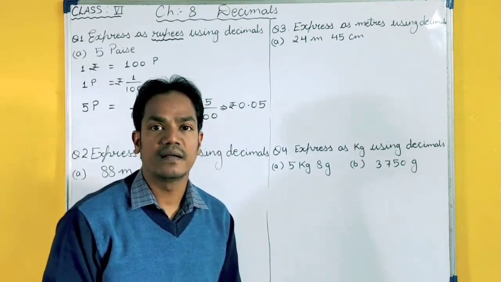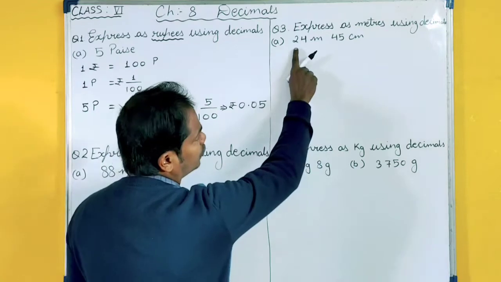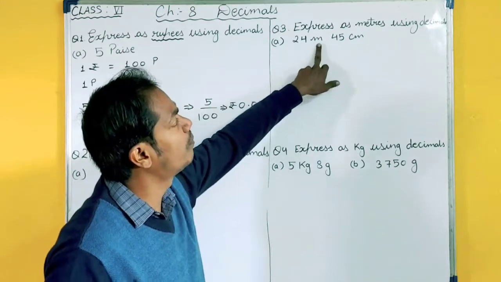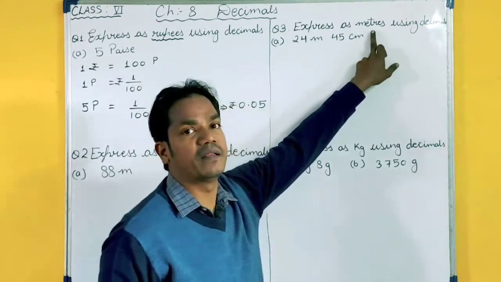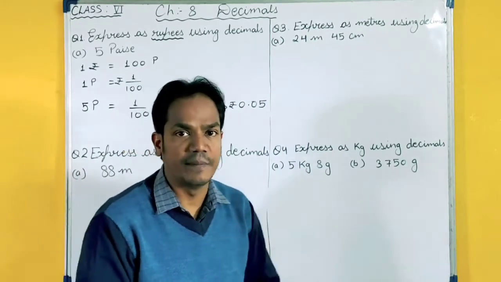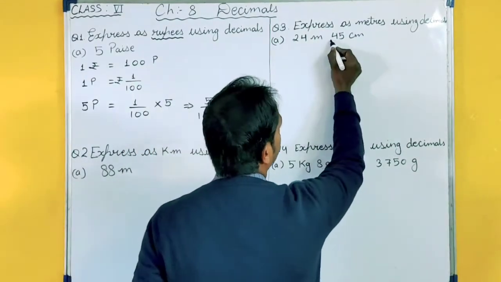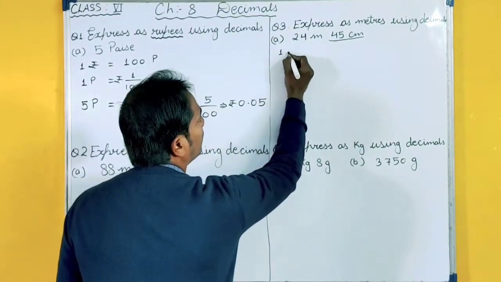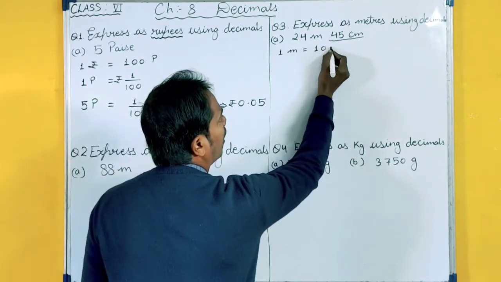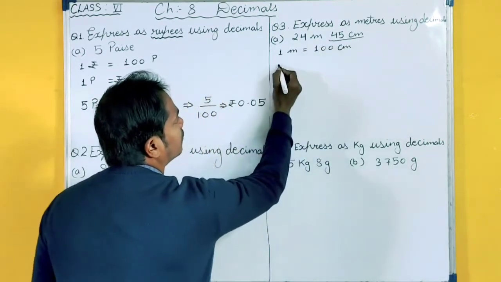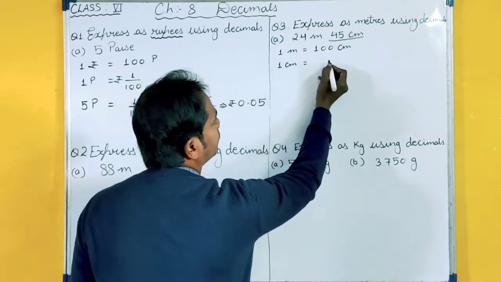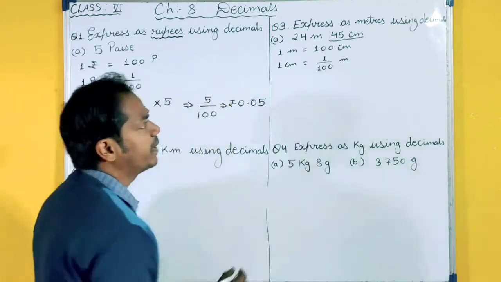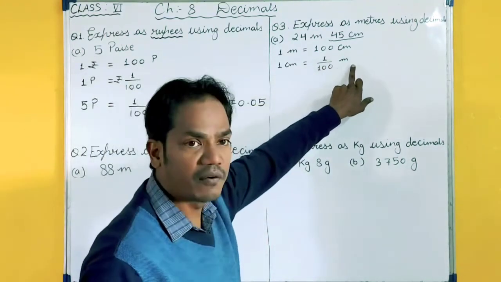Okay. Come on, second question. Express as meter using decimal. Your question is 24 meter and 45 centimeter. See, this is 24 meter and you have to convert in meter. You cannot convert meter into meter. It is already meter. So you have to convert this part only. Again, 1 meter is equal to 100 centimeter. So 1 centimeter is equal to 1 upon 100 meter.